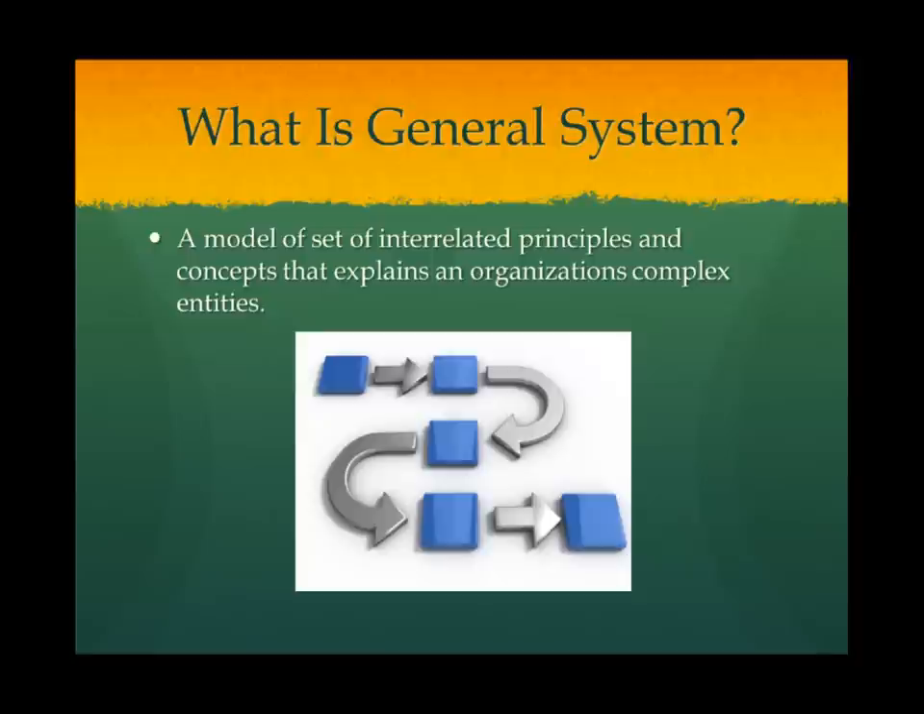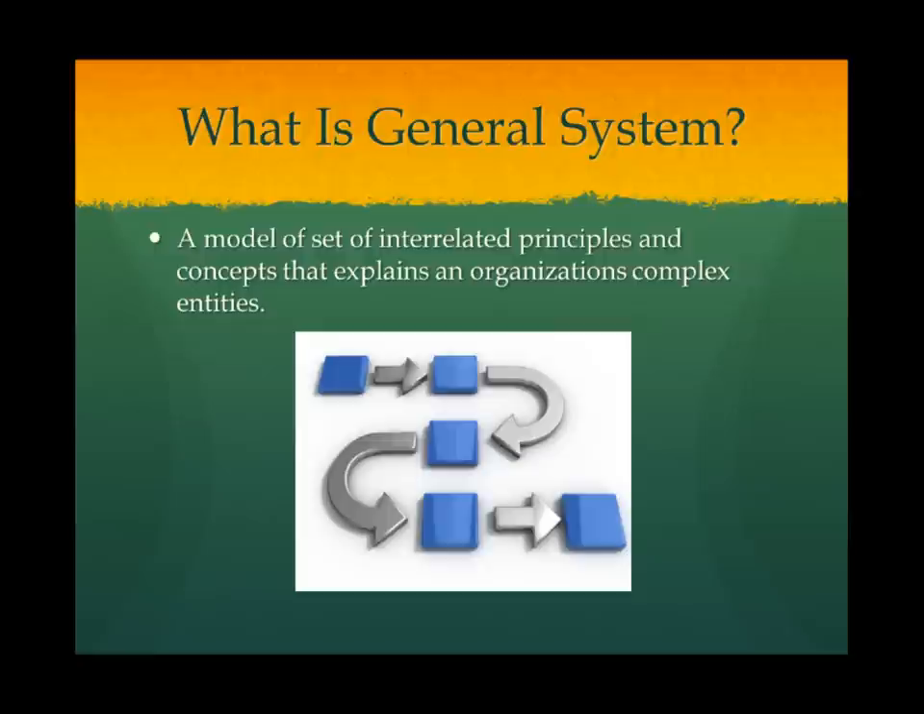What is general systems theory? A model of a set of interrelated principles and concepts that explains an organization's complex entities. What it's basically saying is that every part of an organization relates to each other in a certain way, and when you find those relations, it helps you map out the complexity of an organization so that you can find your business and your processes more easily, and you can identify which areas you need to maintain and which areas you can upgrade within the system.